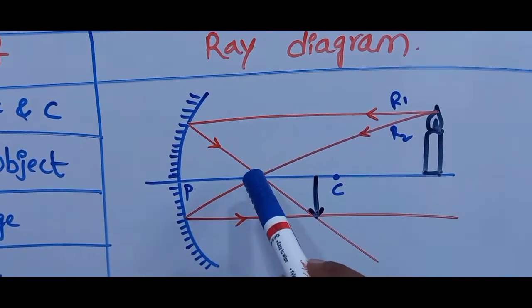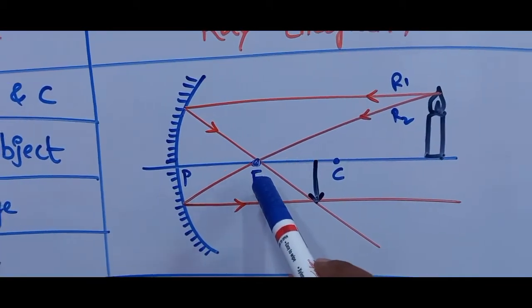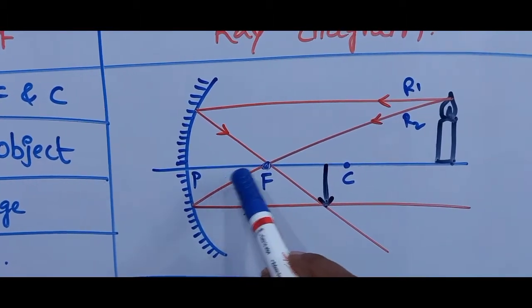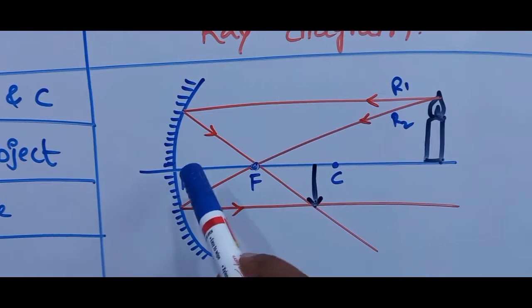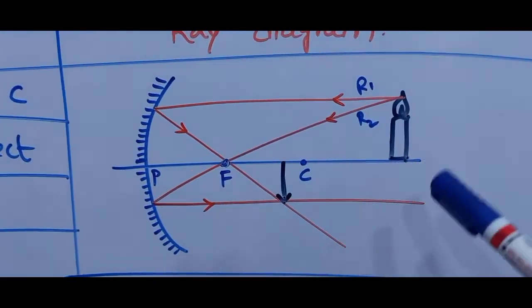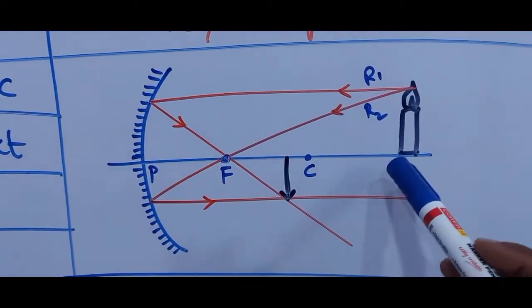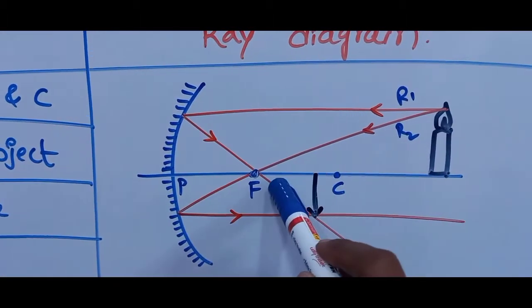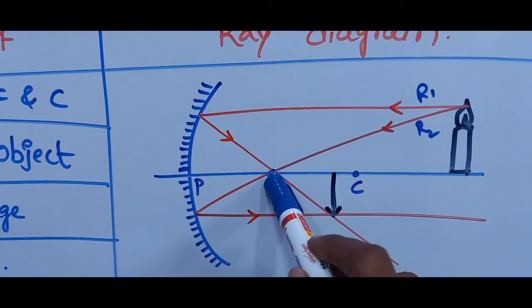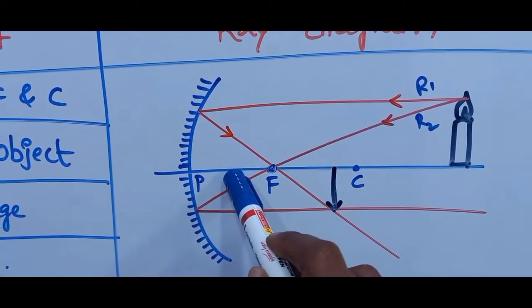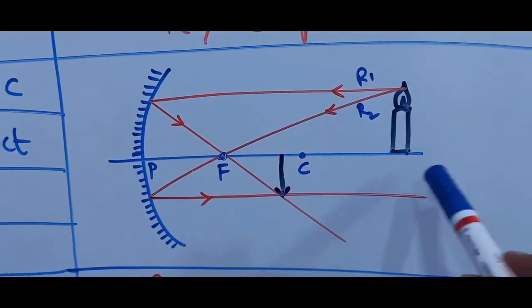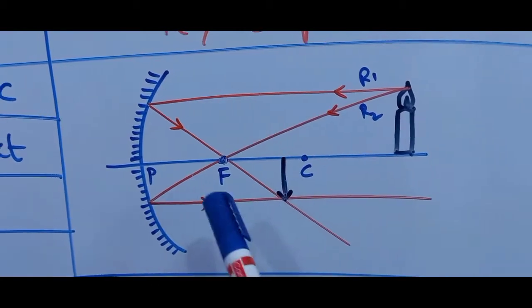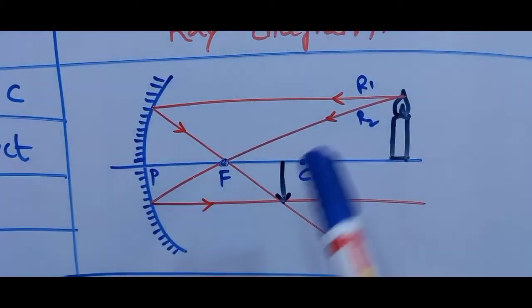When the object is placed exactly upon F, at the focal point, or when the object is placed between P and F, the pole of the mirror and the focal point of the mirror, so in between these two. That means in all these 5 cases, we have to verify the position of the image. In this diagram, this is the beyond C position, this is the at C position, this is the between C and F position, this is the at F position, and this is the between P and F position. There are a total of 5 cases. In each and every case, we will study the position of the image by drawing the particular ray diagram.